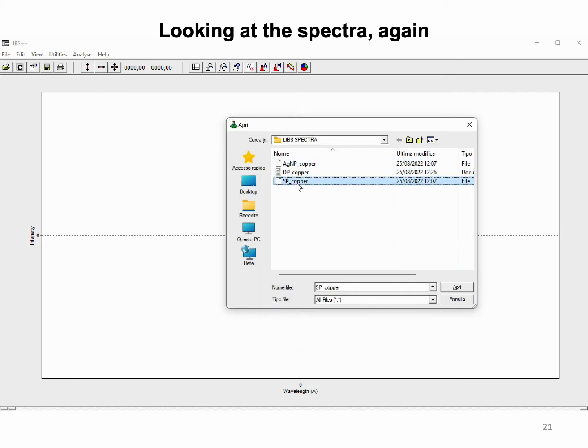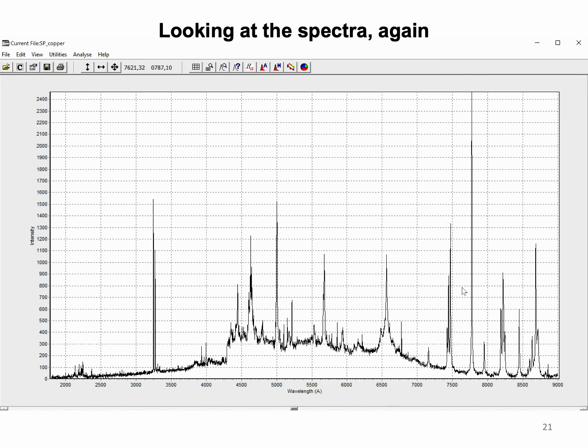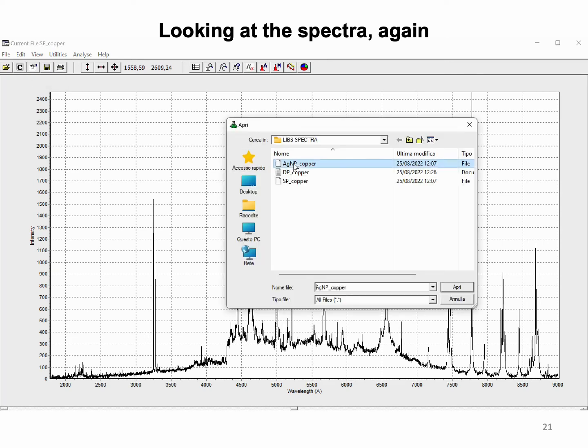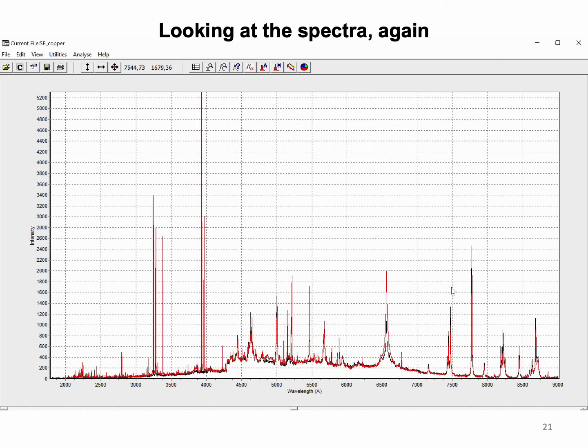Once again, we use our software to look at the spectra. We first open the single pulse spectrum and the one obtained with nanoparticles. Also, in this case, the enhancement is evident.